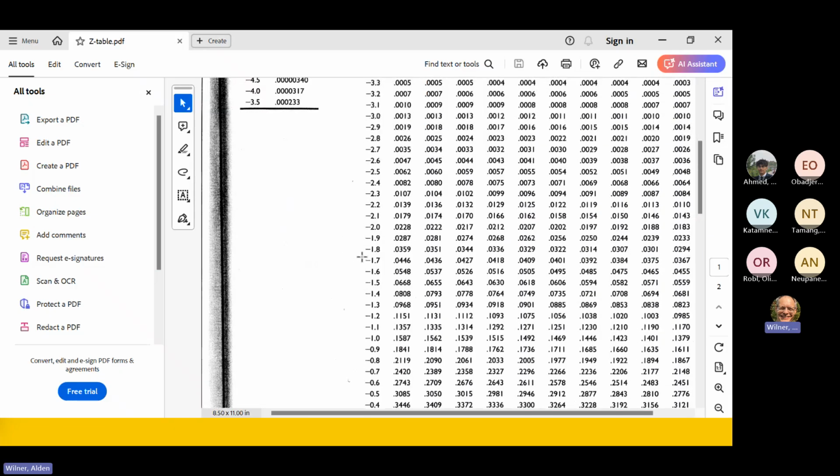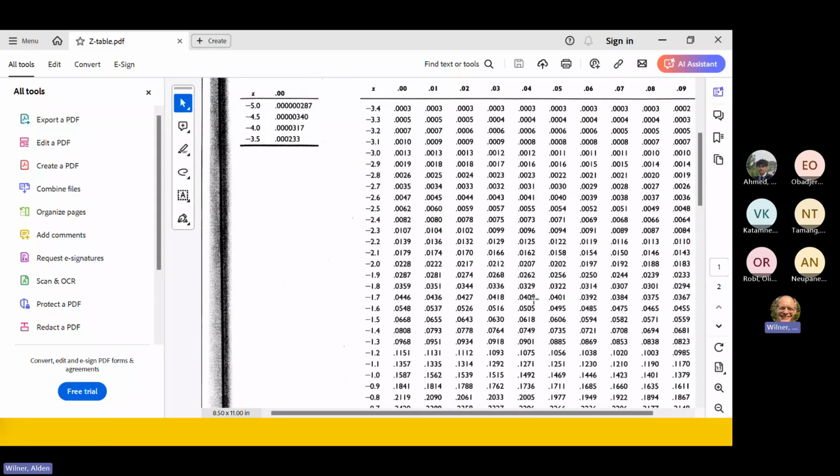So I go to 0.0250. We're looking in the middle here.